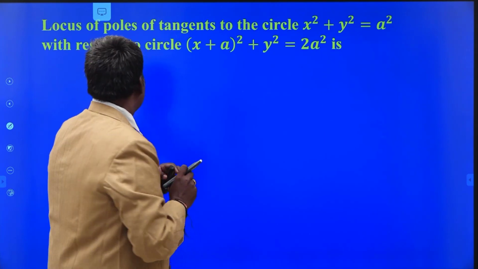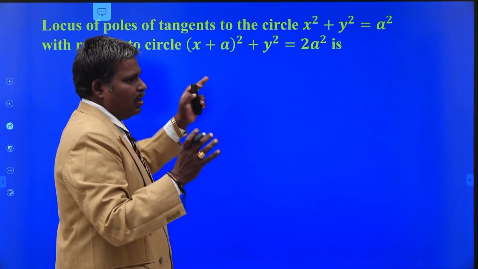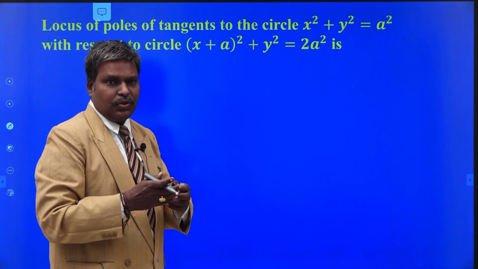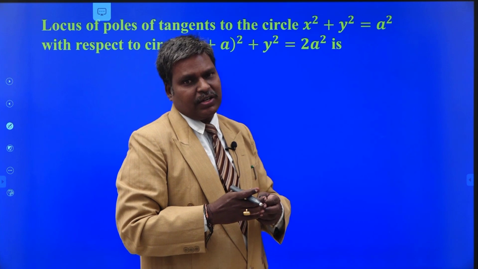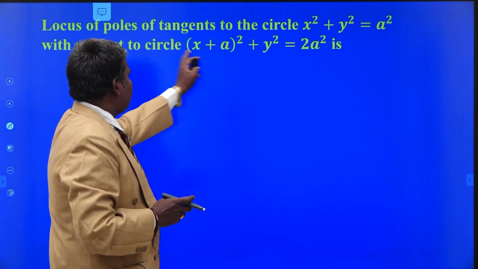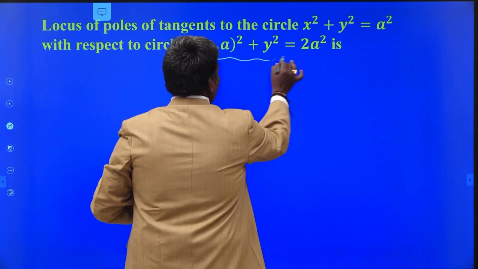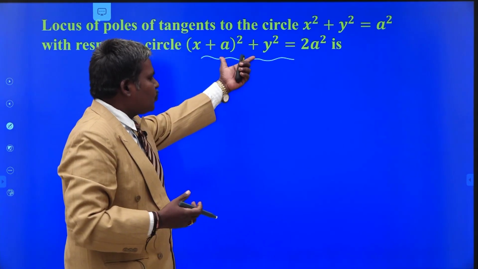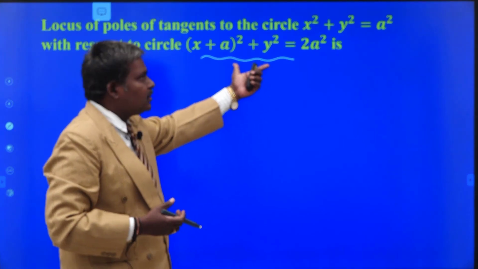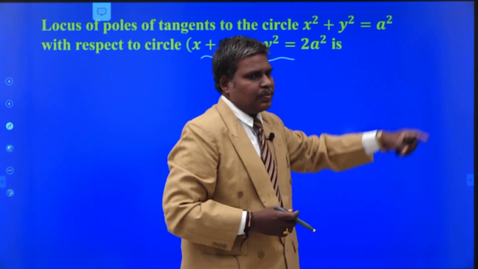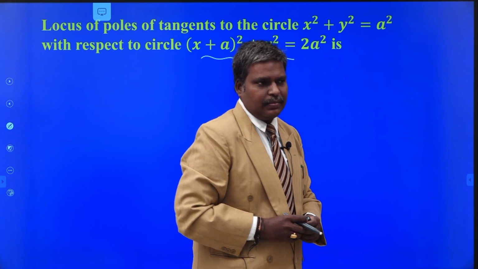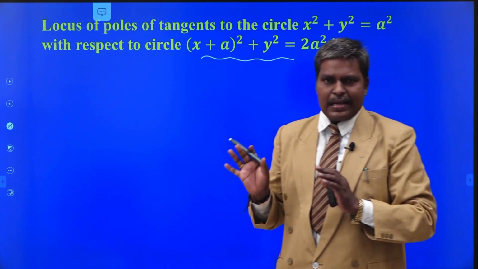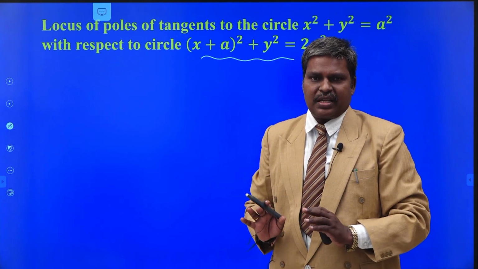Try to understand the question. We are going to collect all poles. Poles are defined for what? Lines. Poles are defined for lines with respect to circle. So, with respect to the circle is here. So, we are going to collect the poles of lines with respect to the circle. These lines are what? These are tangents to my circle x square plus y square equal to a square. That is the meaning. Remember my dears, poles are always defined for lines, that is polars with respect to circle.